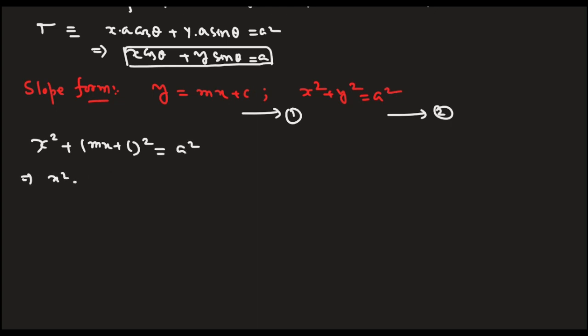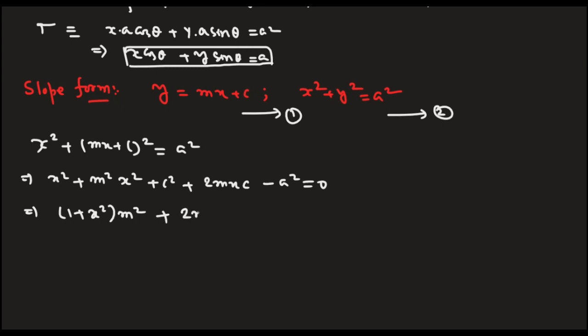So now it is x square plus m square x square plus c square plus 2mxc and minus a square equal to 0. So from here we take m square common, it will be 1 plus x square m square, and then you have 2mc, you can say mcx plus c square minus a square, which is equal to 0. Now this is a quadratic equation, and it is a quadratic equation in m. So we are getting two values of m, m1 and m2.